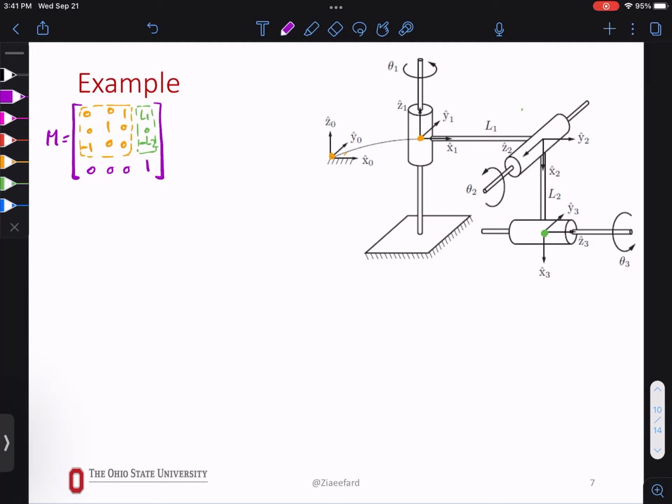Now, the next thing is that we need to identify how many joints we have. Why? Because we need to write the screw axis of each joint. So how many joints do we have? 3 joints. You can see theta 1, theta 2, theta 3. So I have 3 joints, and you have the direction of their rotation, correct? So 3 joints gives us 3 screw motions.